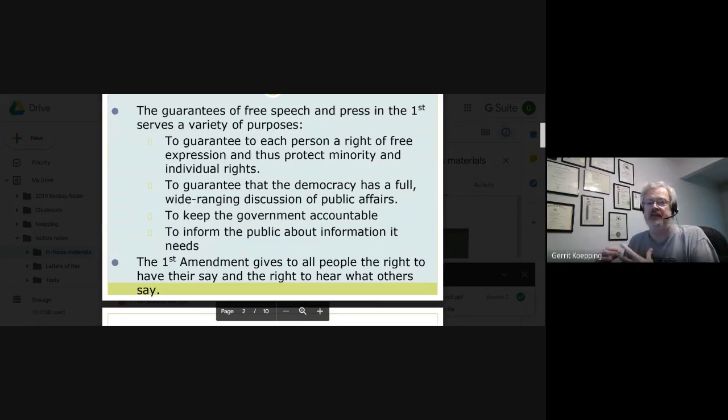And lastly, if not leastly, to inform the public about any information it needs. Certainly right now we're in the middle of the COVID-19 quarantine. Obviously, free speech allows us to understand what's going on, what are the issues, what's the information, and help us make relatively informed decisions.